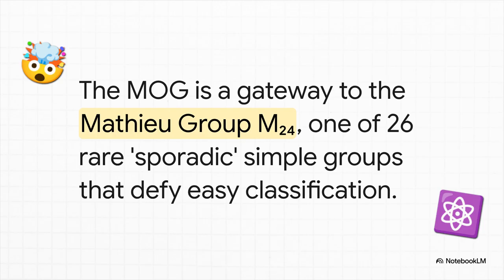Now, this is one of only 26 sporadic simple groups. Think of them like mathematical unicorns. They don't fit into any of the neat, predictable families of things. They're just exceptions. And M24 is one of the most legendary of them all.